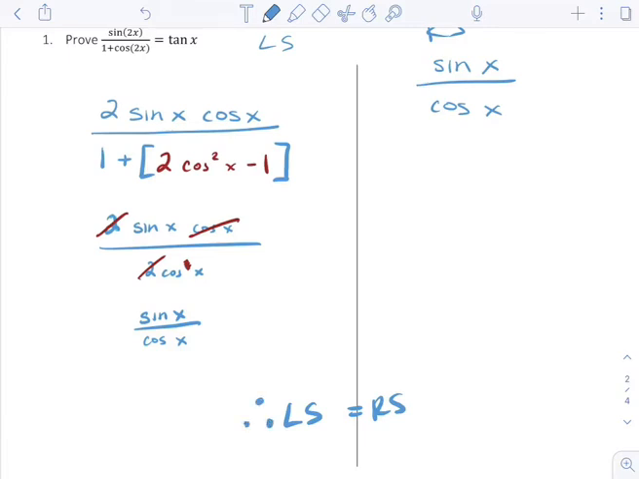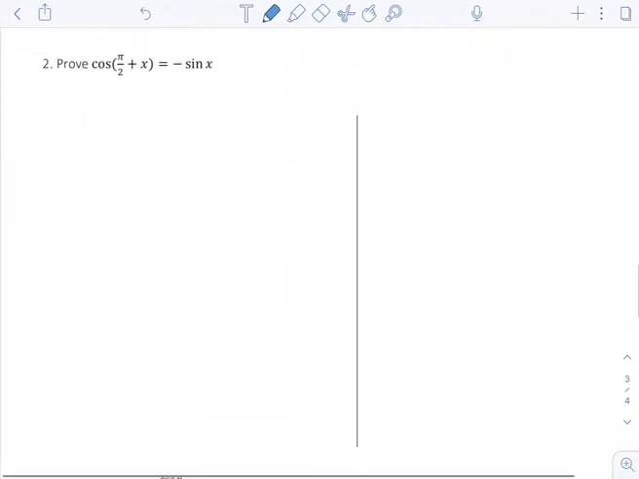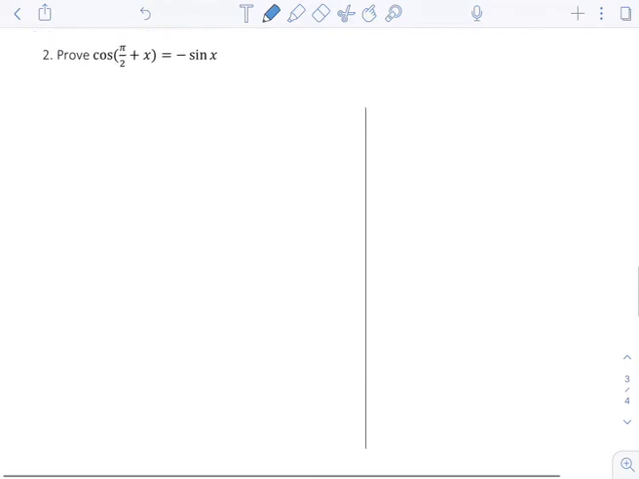And we're done. We proved that identity to be true on the left and right side. Keep going here. Second one. Prove that cos(pi/2 + x) is equal to minus sine x, or negative sine x.